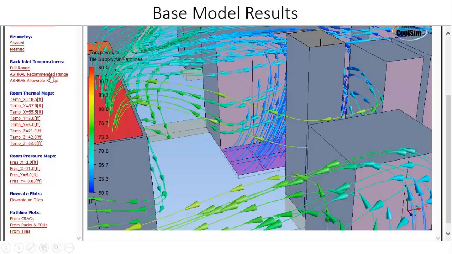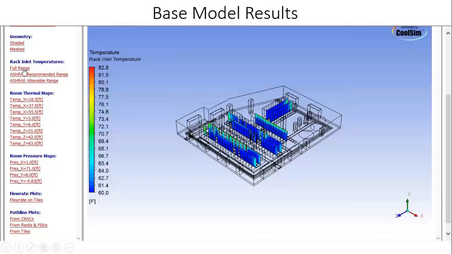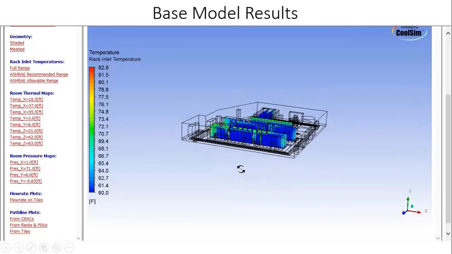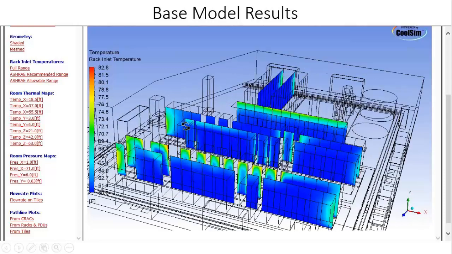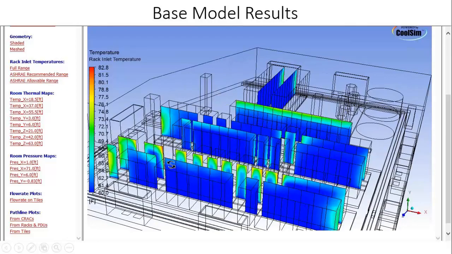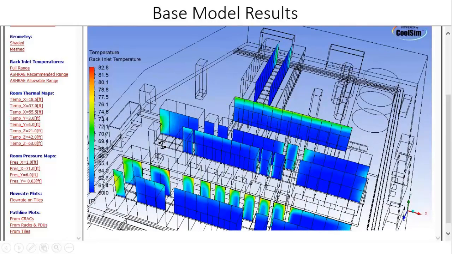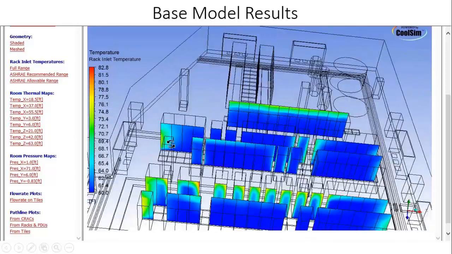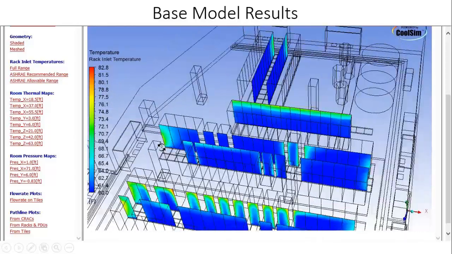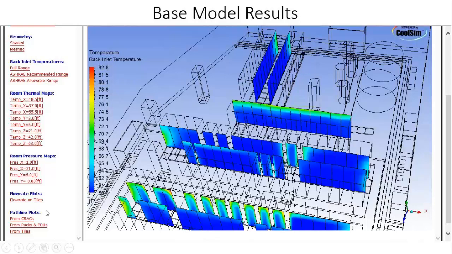In fact, if we take a look at the entire plot of temperature, you can see that happening. Here I'm looking at the full temperature range, and you can see right in that area that I was just showing you, we've got issues with temperature because the air can't get there. It can't make that corner due to its velocity. So air velocity under the floor is important. It makes a big difference.